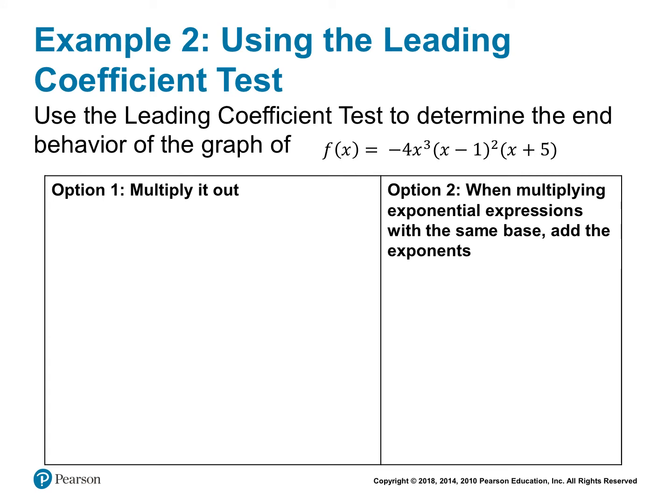Okay, let's go ahead and try this one. Use the leading coefficient test to determine the end behavior of this graph. So there's two ways you could do it. We could multiply it out, and that can help us find our exponents. So I'm going to show you that method. So x minus 1 squared is going to be x minus 1 times x minus 1. Then we have x plus 5.